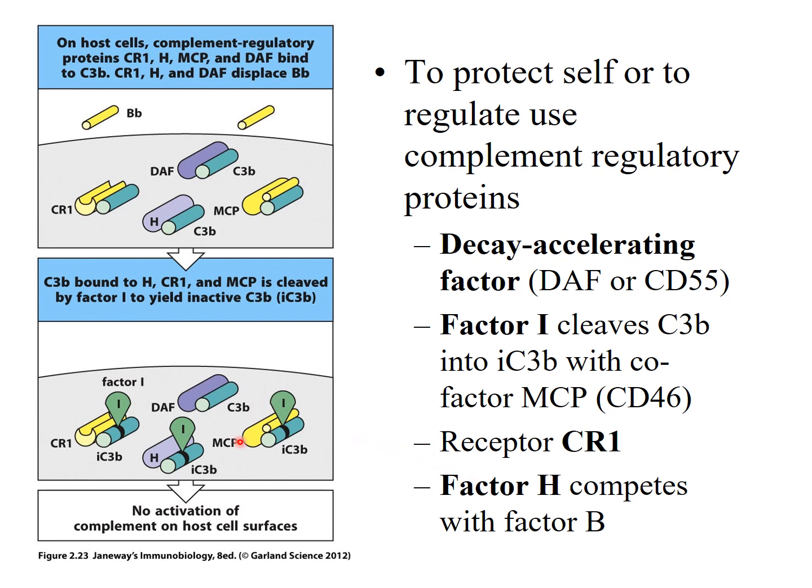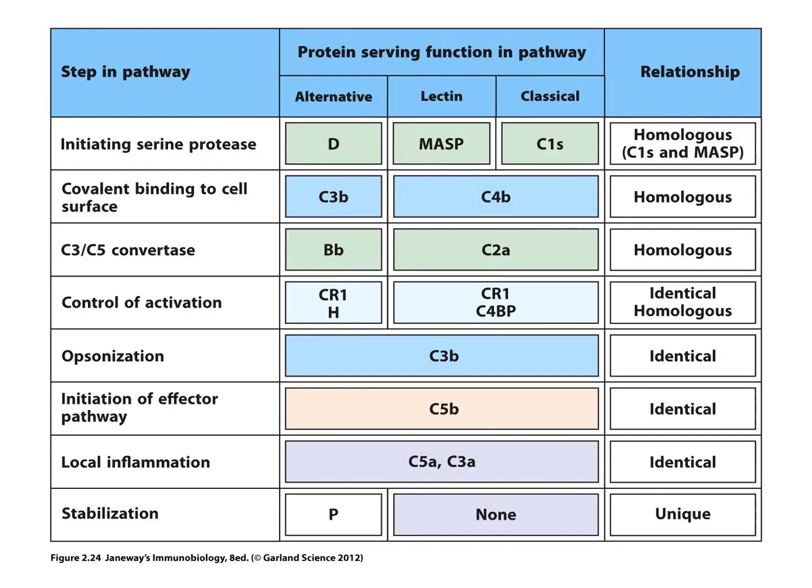C3b binds to the surface of our cells. Well, factor H will compete with B. So this alternative pathway, this automatic pathway that happens all on its own, has multiple ways within our body that will help it to disassociate from our cells and keep things from progressing.